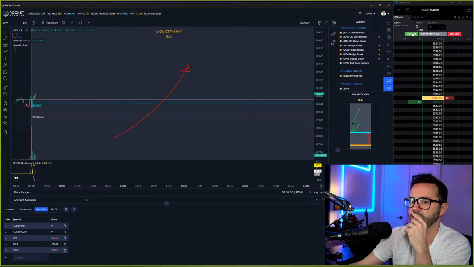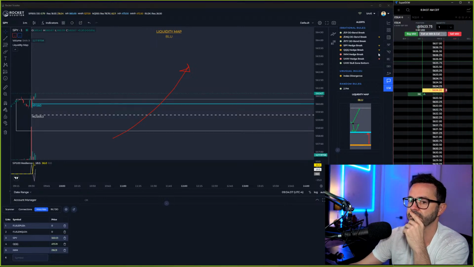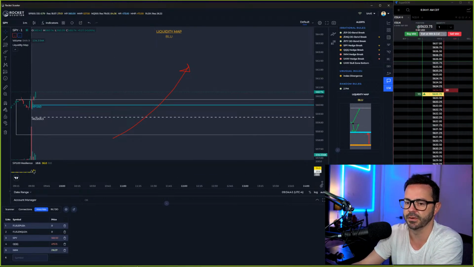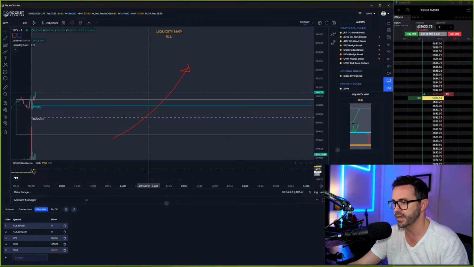Let's take it. Just one contract to the long side. I'm going to chase the breakout. Always chase it small if I have one.